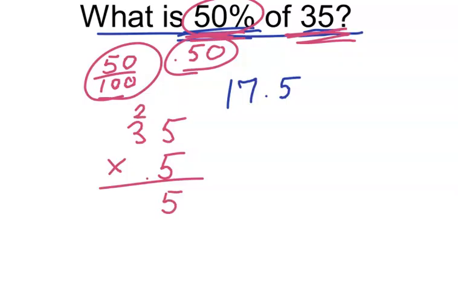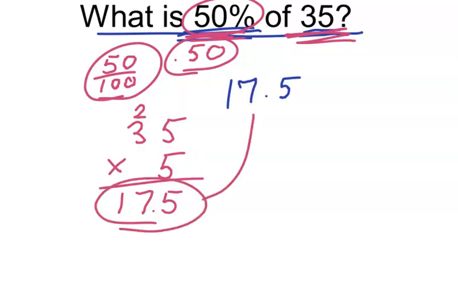5 times 3 is 15, plus 2 more is 17. And then we just moved the decimal over one place, and we ended up in the exact same place that we did last time, which was 17.5. So either way, that's how we would get the answer.